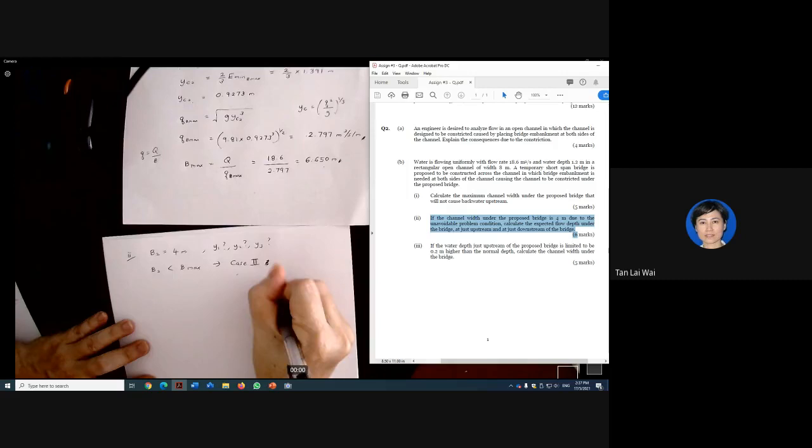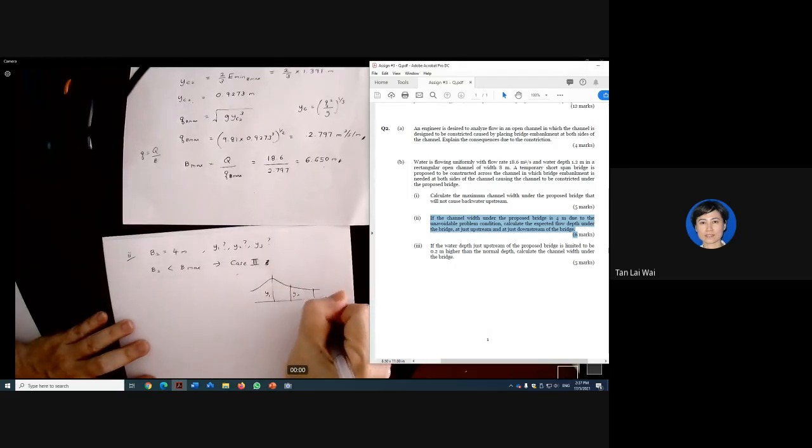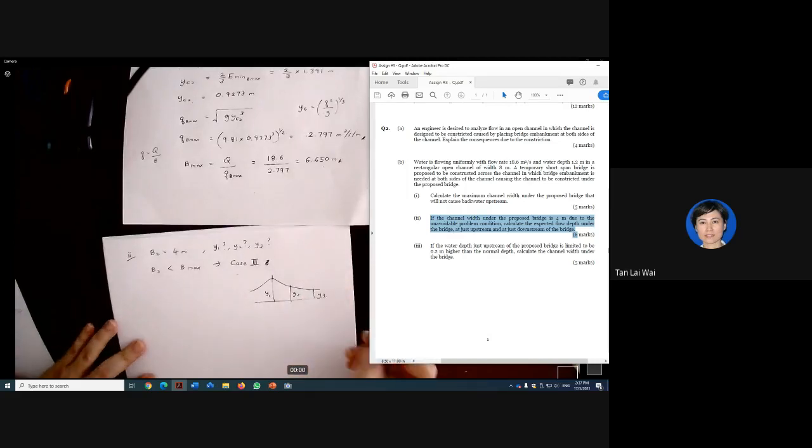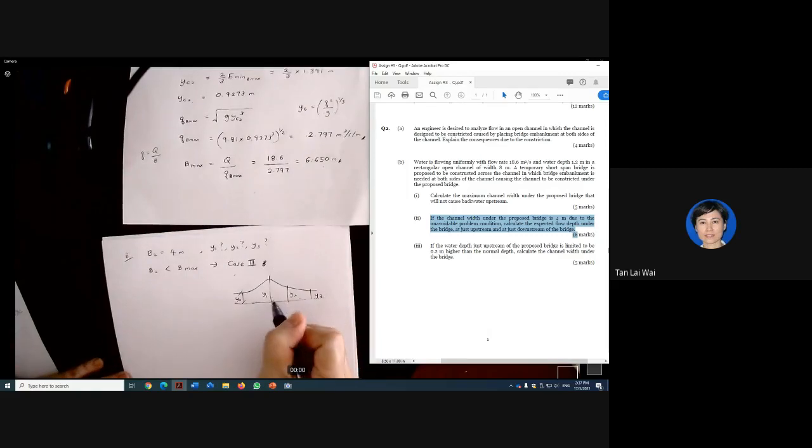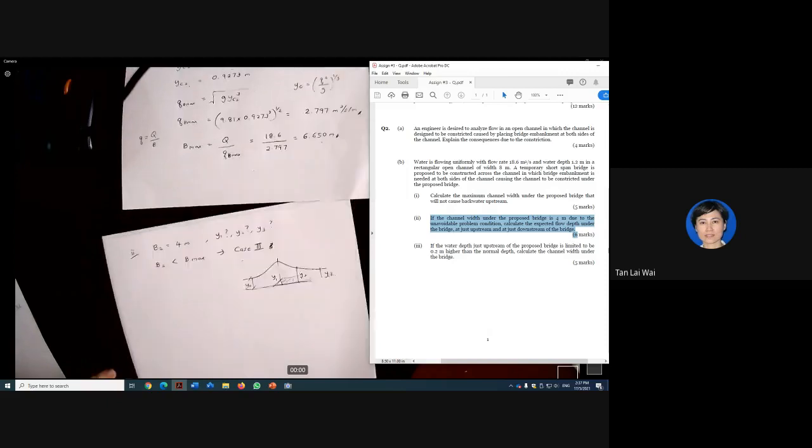This is Y1, this is Y2, and this will be Y3. Y3 will be supercritical, Y1 will be subcritical, Y2 would be critical. Now, this is a case of constricted width, so I don't have this weird thing, it's actually flat and only the width changes. So bear in mind, there's no weir in this case.